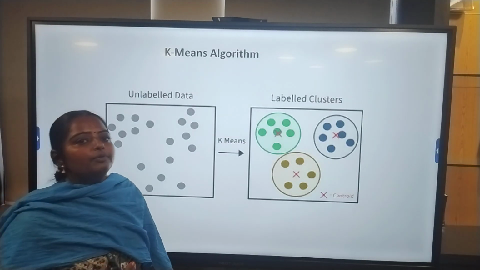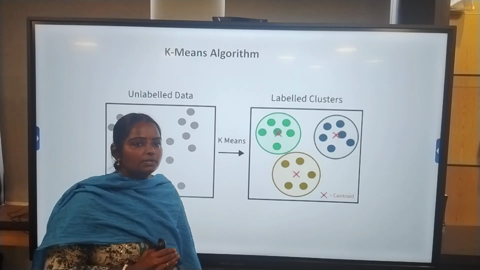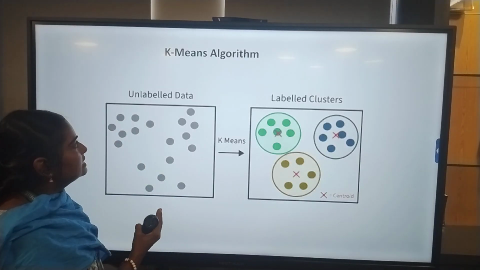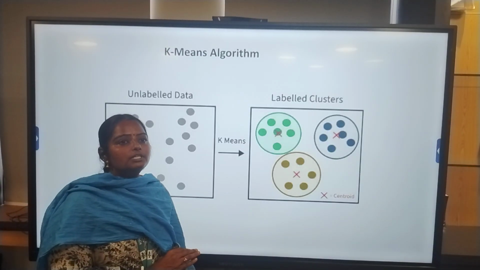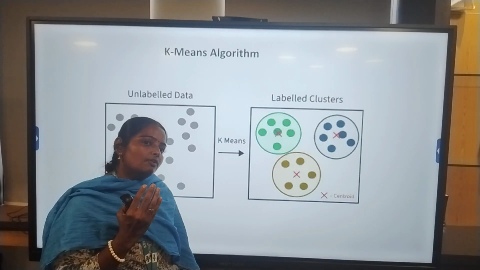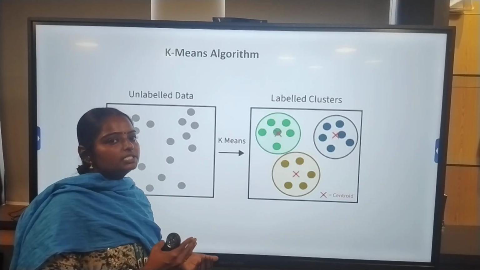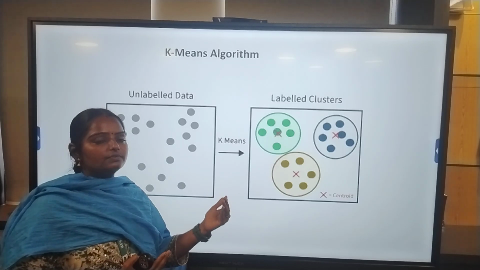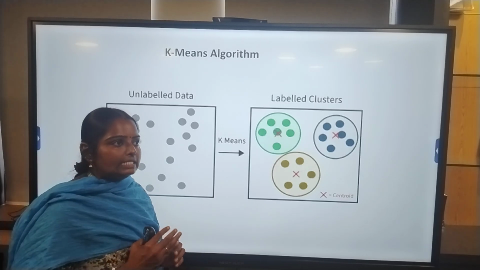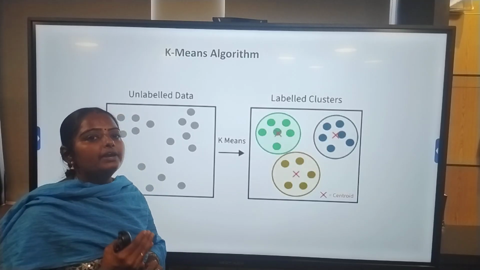Apart from KNN, you have one more important algorithm in machine learning, called the K-means algorithm. The purpose of the K-means algorithm is clustering. The purpose of the KNN algorithm is either classification or prediction. The first solved example we have seen is for classification. The second example, based on house price, we have seen for prediction.